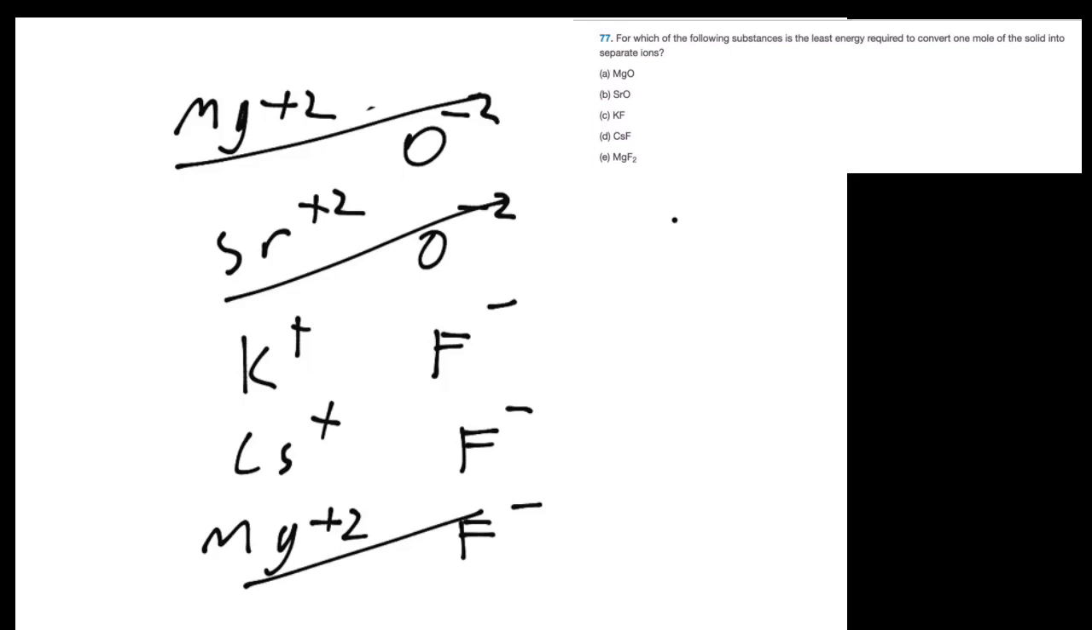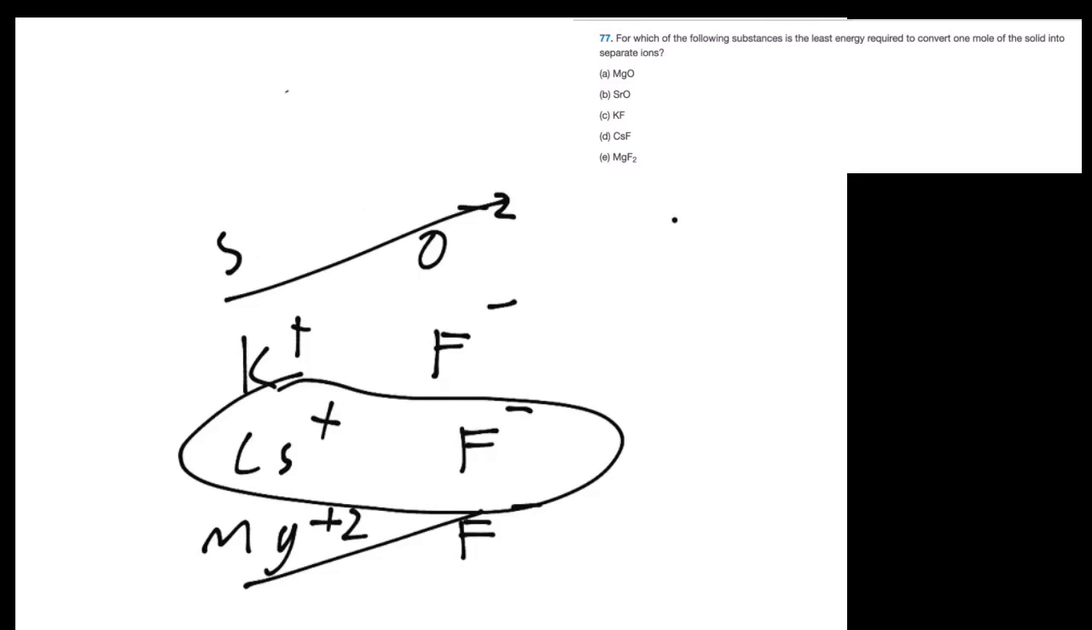Between cesium and potassium, obviously, because fluorine is the same in both of them, if you look at your periodic table, you find that cesium is much larger than potassium. It's 2 spots lower than it on the periodic table. So that's great. That means we know our answer. Our answer is cesium fluoride. So it's CsF, choice D. Alright, now we're going to erase the board, and we're going to move on to the next problem.